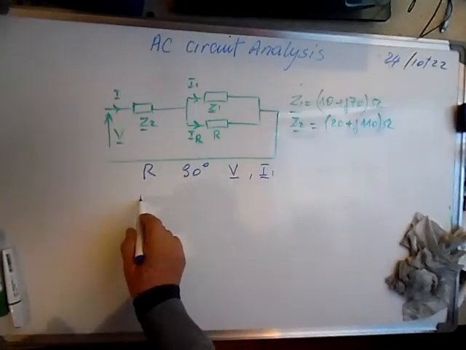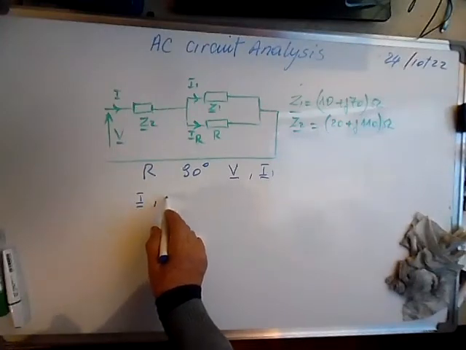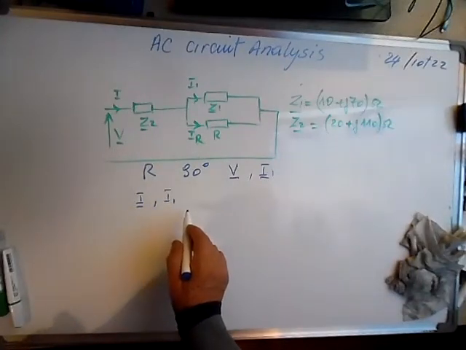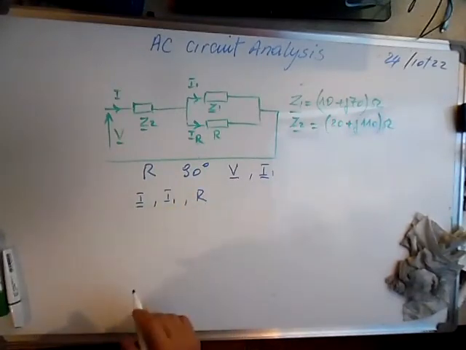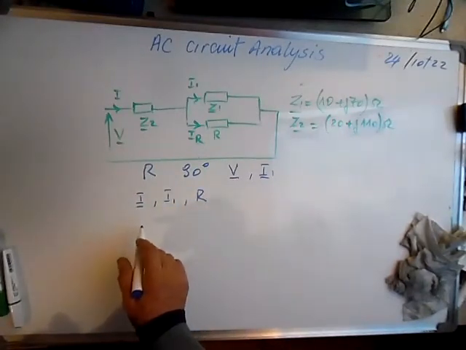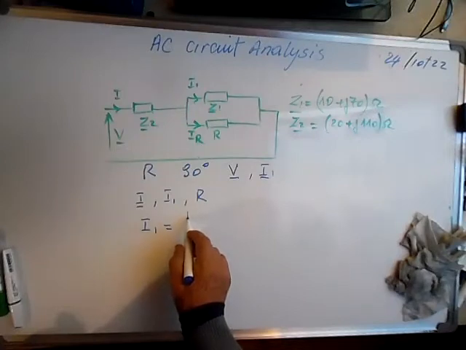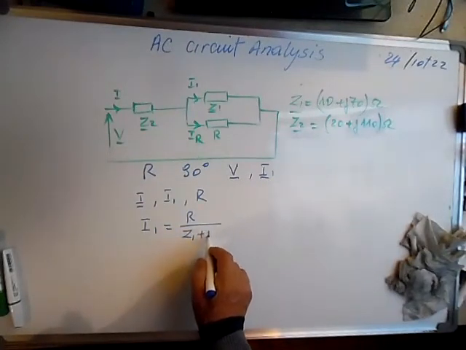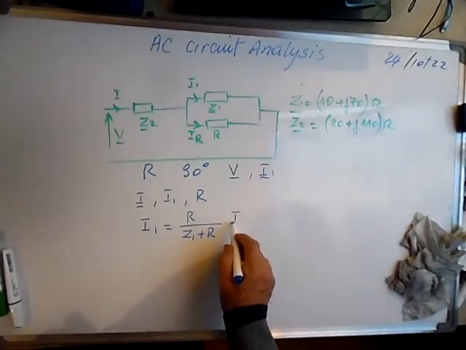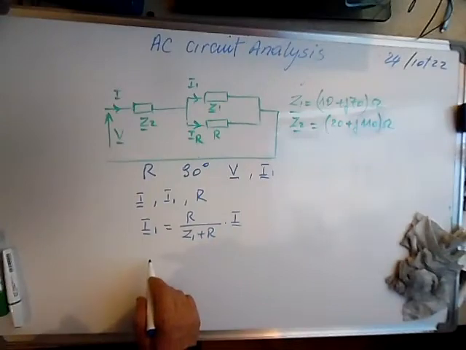So we can calculate I first, and with I we can calculate I1, and then we can calculate R at the end. With the current divider we can calculate I1, which is equal to R over Z1 plus R times I, the main current. These are complex phasors.